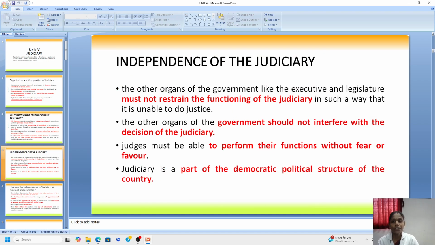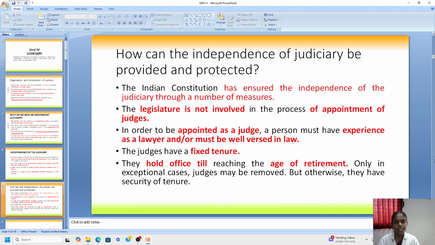Next, independence of the judiciary. The other organs of the government like the executive and legislative must not restrain the functioning of the judiciary in such a way that it is unable to do justice. The other organs of the government should not interfere with the decisions of the judiciary. Judges must be able to perform their functions without fear or favor. Judiciary is a part of the democratic political structure of the country. How can the independence of judiciary be provided and protected?